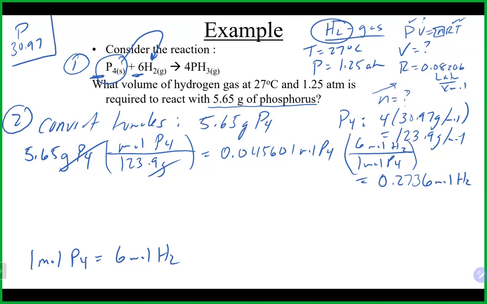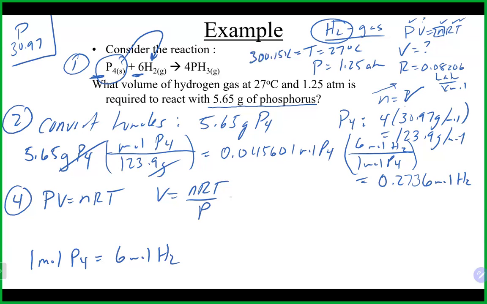That is now the missing piece that we needed to use the ideal gas law. So for our fourth step here, we use PV equals nRT. We're going to solve for volume, which is nRT over P. Now we do need to do one thing, which is we need to convert our temperature into Kelvin. So that's going to be 27 plus 273.15, which is 300.15.